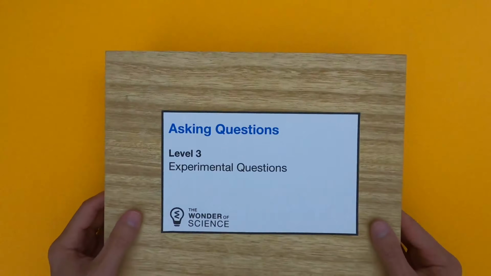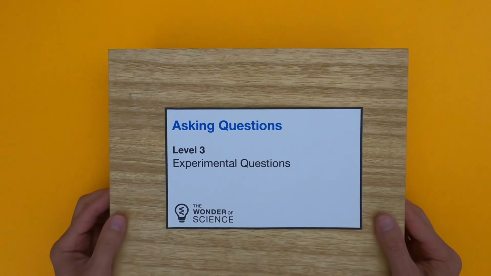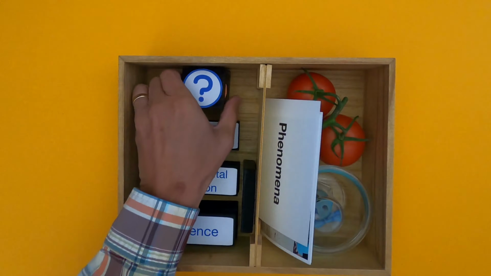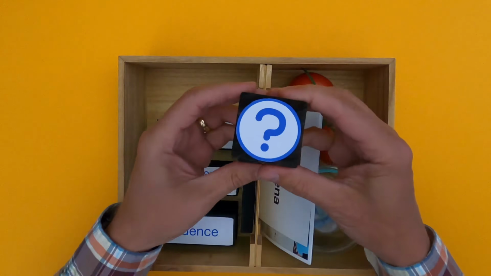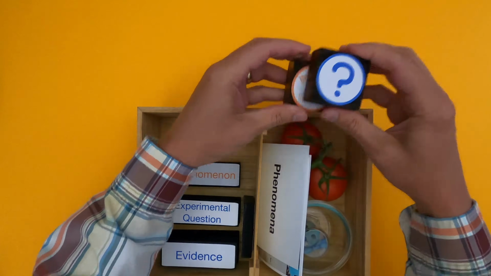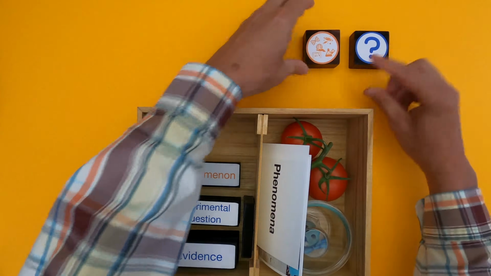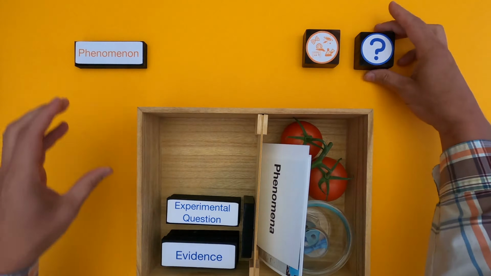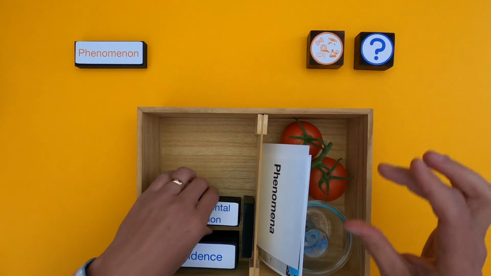Hi, it's Mr. Andersen, and this is a mini lesson on asking questions, level 3 experimental questions. The icon for questions is a question mark, but we're going to get real specific with the question that we're answering. This is going to lead to some kind of an experiment that will help us better understand a phenomena. So you always want to make sure you define what's the phenomena that we're trying to better understand.